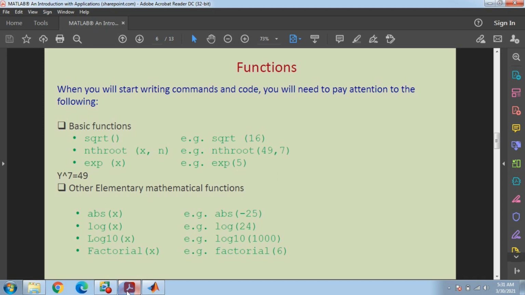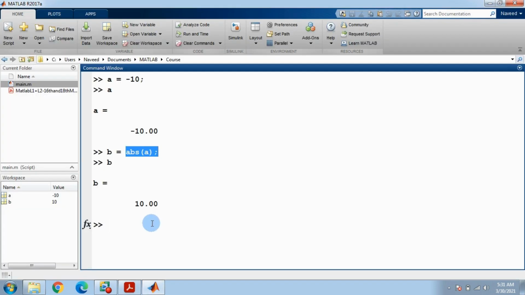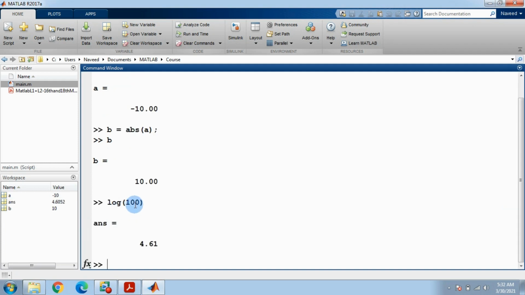Logarithmic function takes the logarithm of a value. So if I write log of, let's say, 100, then it will take the log of it and will return the result. Now this simple log keyword, when you write it, is basically to the base of e. So this logarithm is to the base of e.